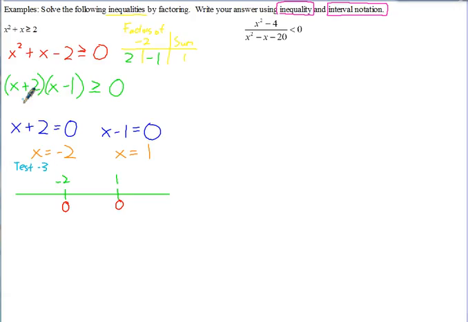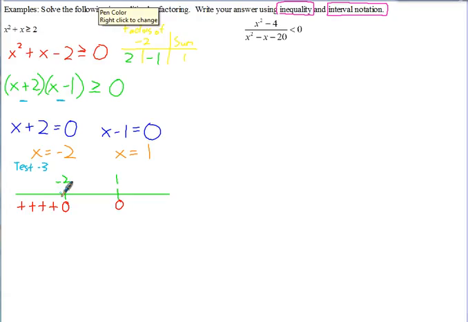So negative 3 plus 2 is negative, right? Negative 3 minus 1 is also negative. A negative times a negative is positive. So we know not just negative 3, but anything over here, because these are the only two places that are 0, would have to be positive. Negative times negative.